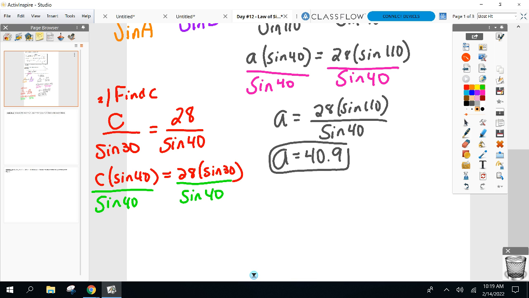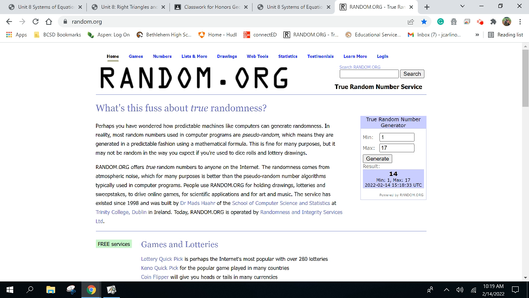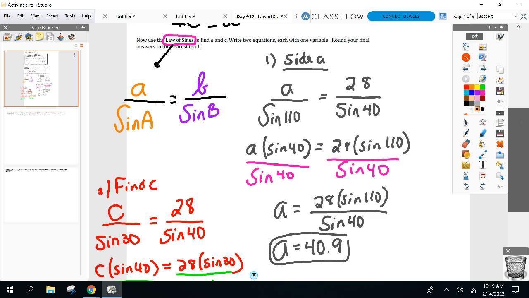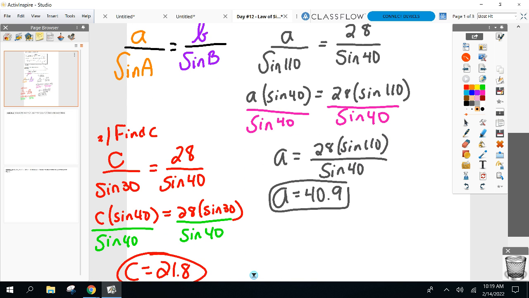Divide both sides by sine of 40. C is going to equal, when you're ready, please. Oh, C equals 21.8. Yep. Don't go anywhere. Stay on this page. 21.8. We're all good.